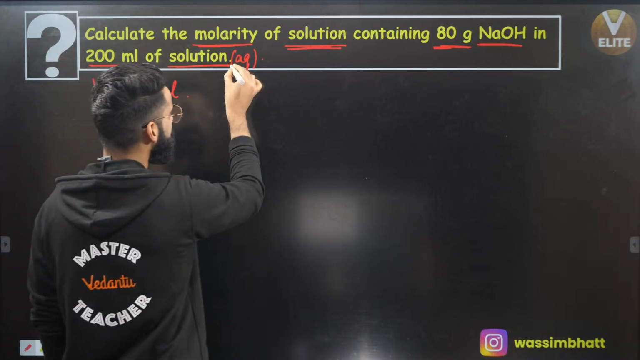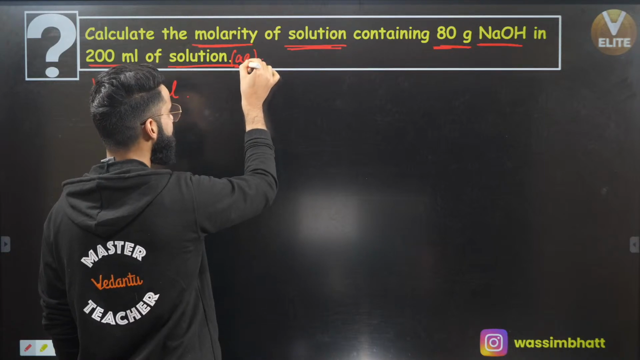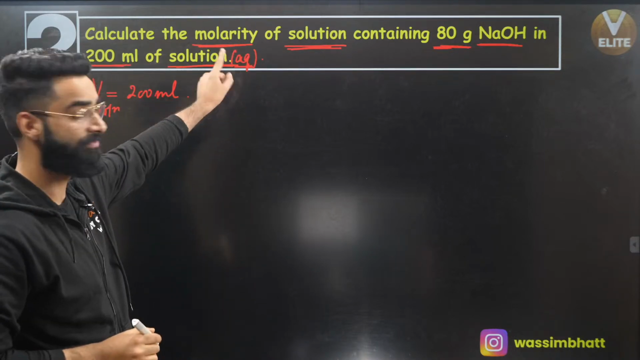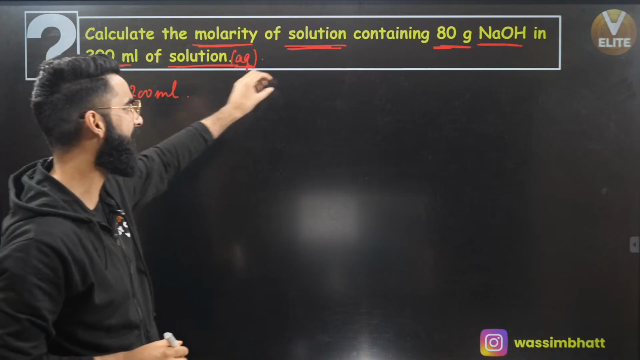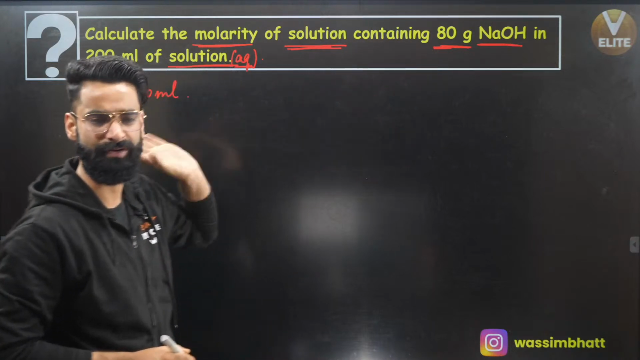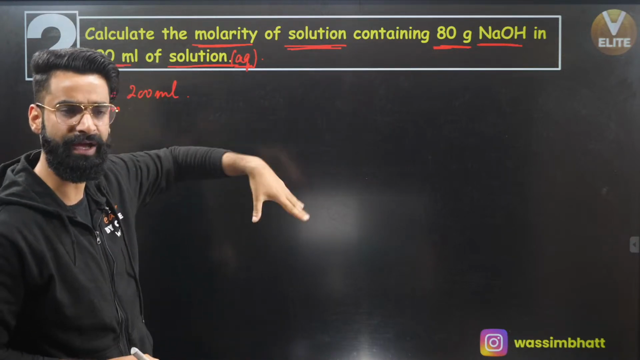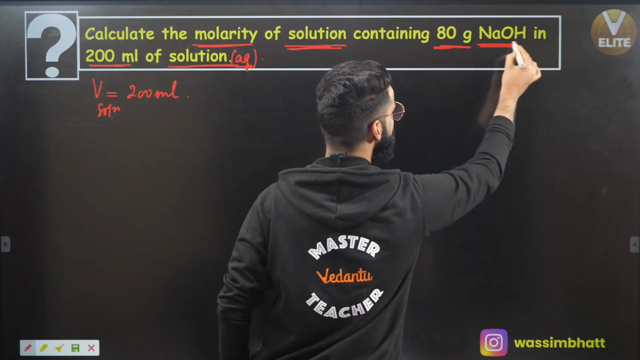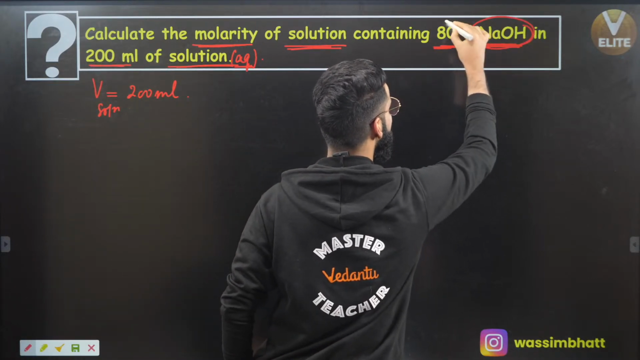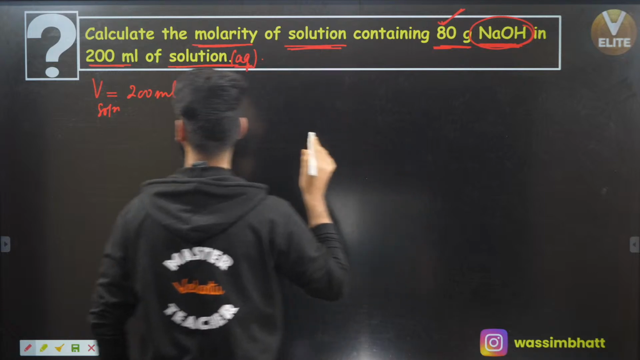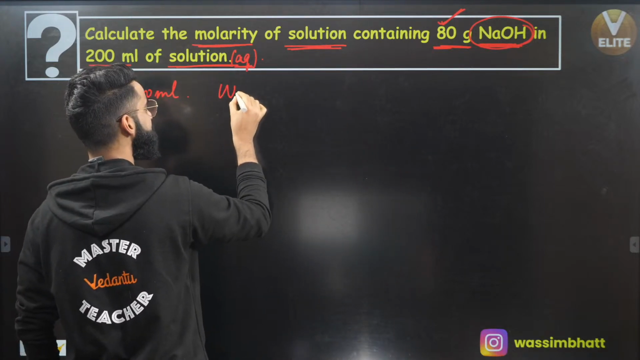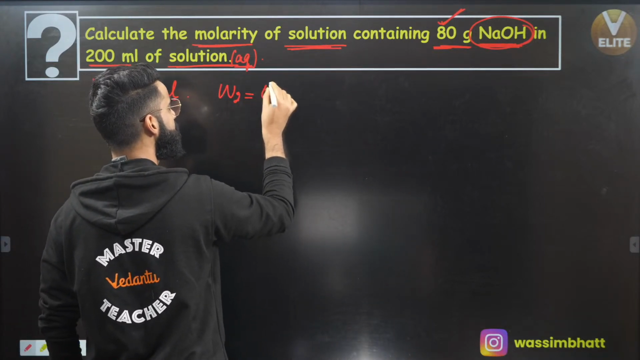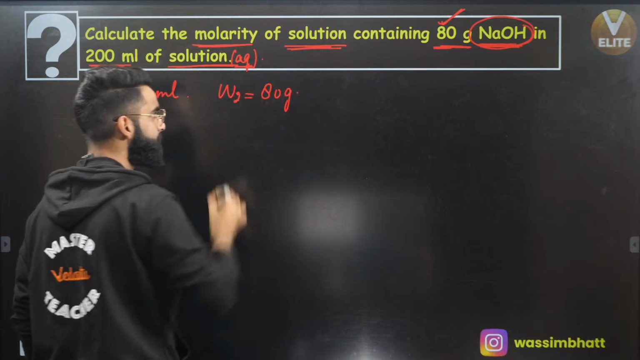What does this aq stand for? This aqueous stands for water. This simply means I have put NaOH into water, correct? So this NaOH is my solute, and this is the mass of solute, which I represent by W2. So the W2 value here is 80 grams.